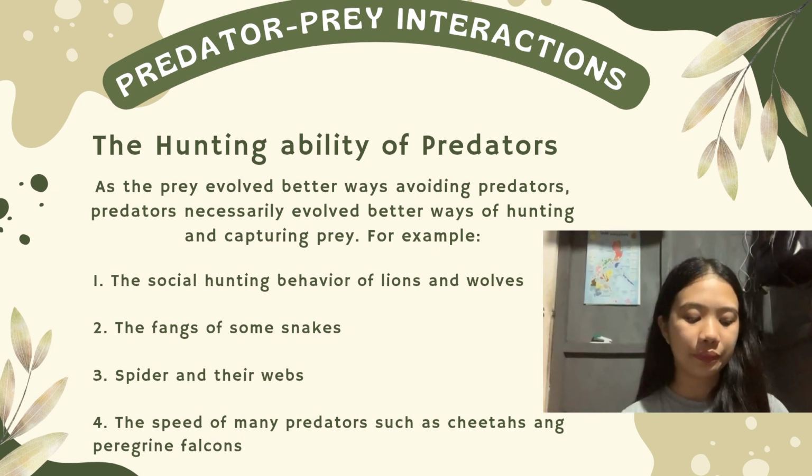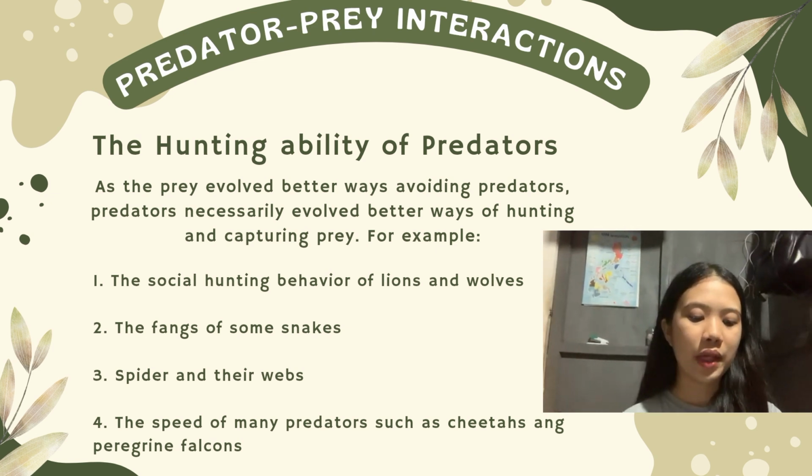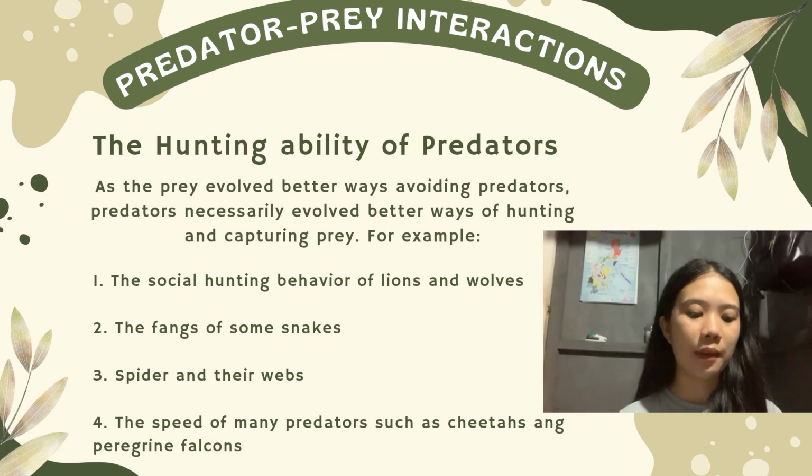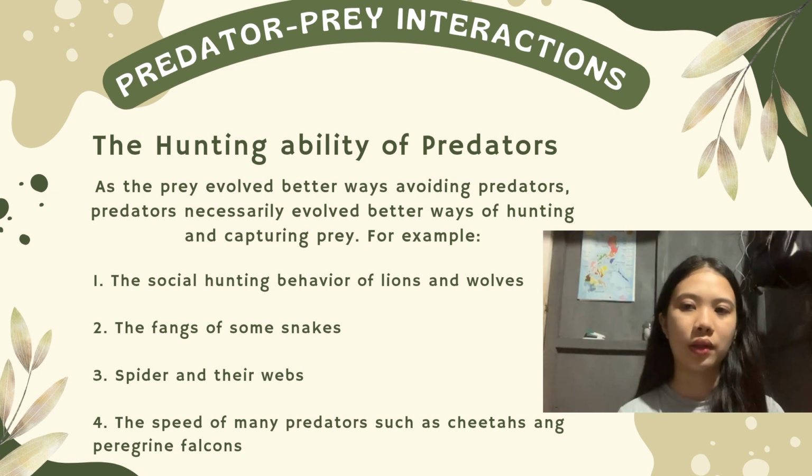Number 4, the speed of many predators such as cheetahs and peregrine falcons. Cheetahs are the fastest land animals, running very fast to catch prey. Peregrine falcons are the fastest animals overall, diving incredibly fast to catch prey.